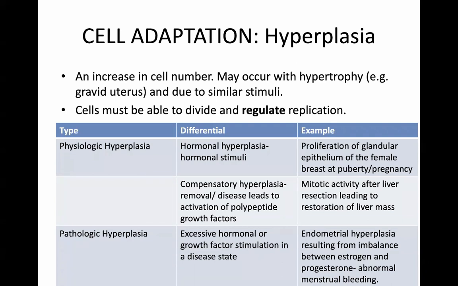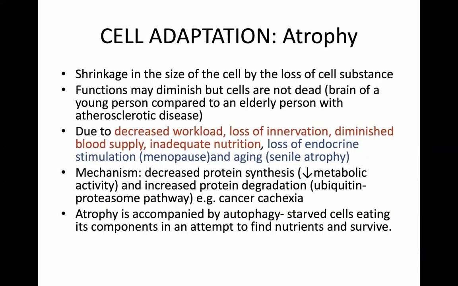Okay, let's go on to atrophy, which is a very interesting adaptation, right? Atrophy is shrinkage in the size of the cell. And this shrinkage occurs because the cell loses its component, cell substance. It loses proteins, it loses some of its water, loses some of its organelles as well, right? It doesn't mean that that cell is dead, right?